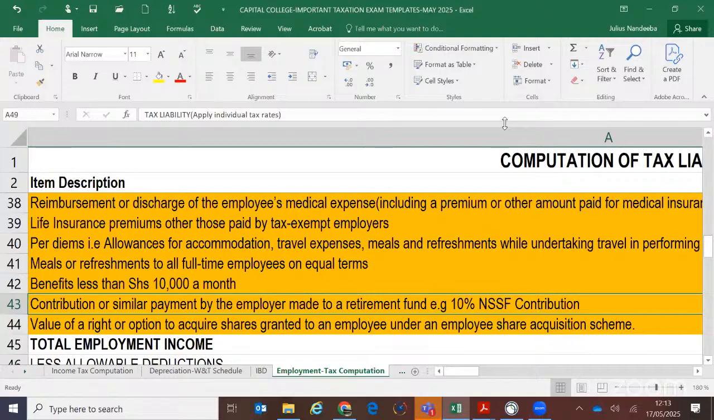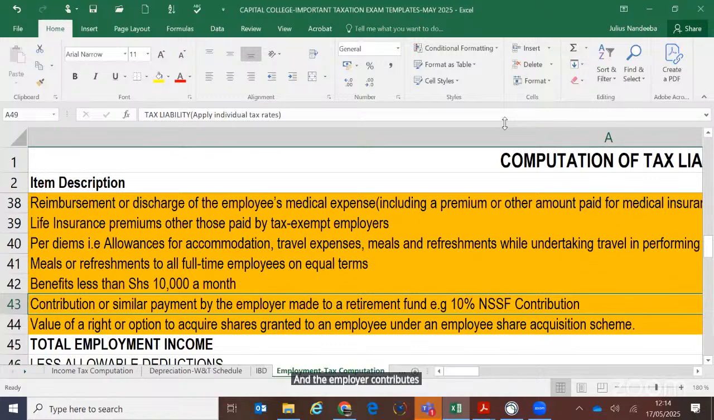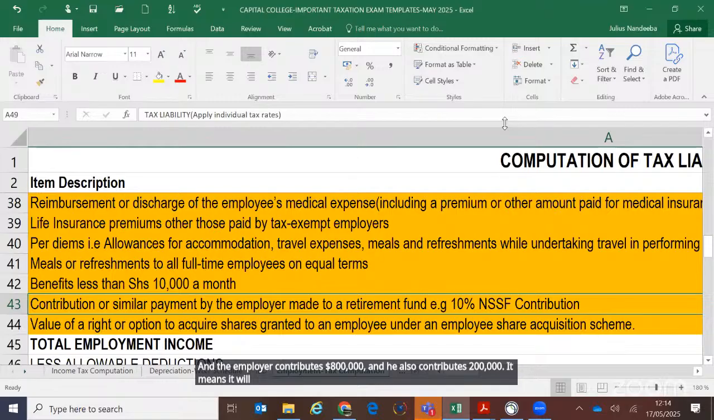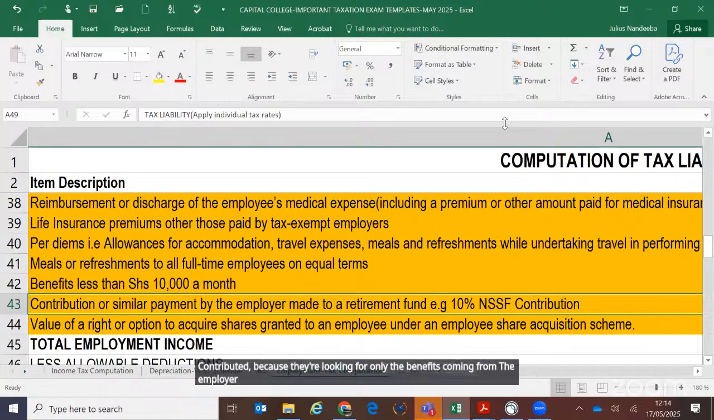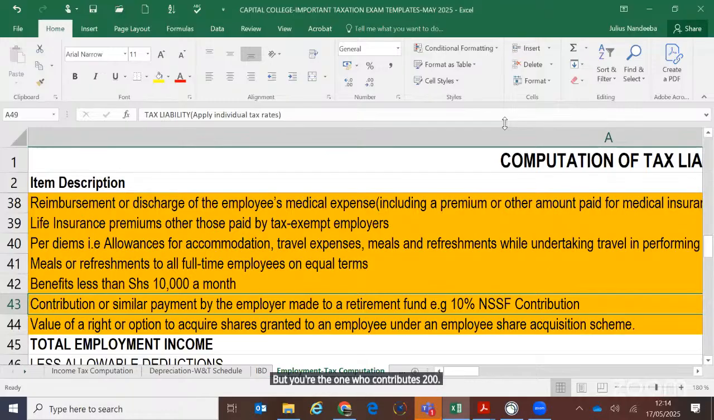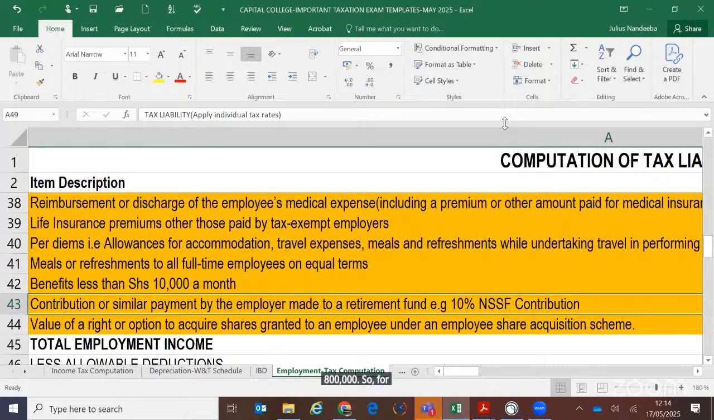If, for example, we are talking about a driver, and the driver, say, for example, is paid 1 million, and the employer contributes 800,000 and you also contribute 200,000. It means the benefit will be the 1 million that is paid to the driver minus the 200,000 that you contributed, because you're looking for only the benefit coming from the employer. The driver is paid 1 million, but you're the one who contributes 200,000. So what benefit has the employer given you? Only 800,000.